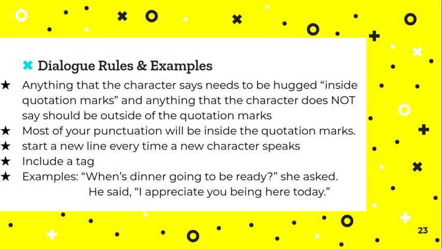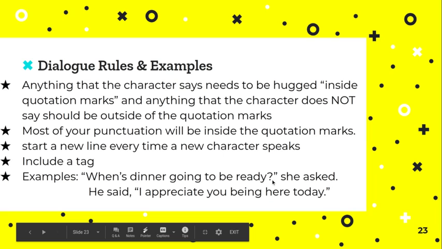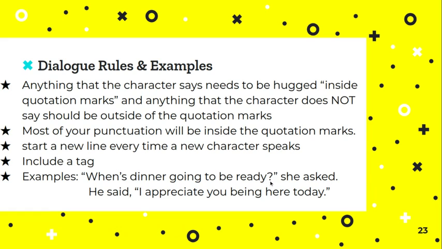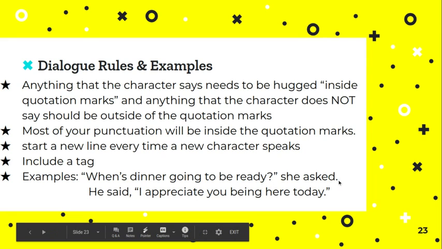You should never, ever, ever have more than one period in a sentence. A lot of people will try to put like a period here and then a period here. That's incorrect. You would either have a comma, a question mark, or an exclamation point, but you would never have a period here and then a period after the tag.